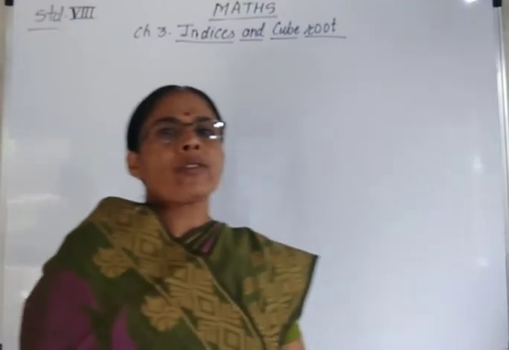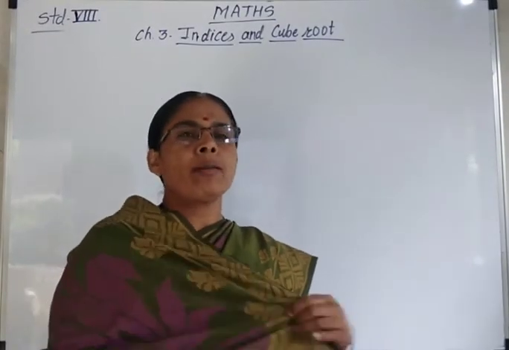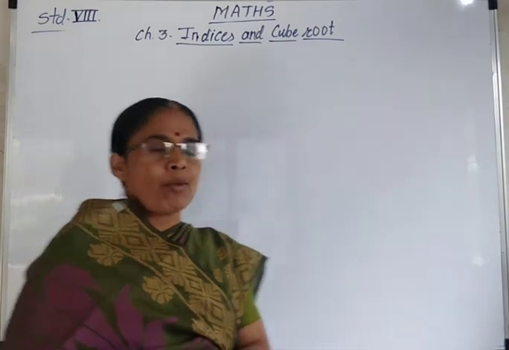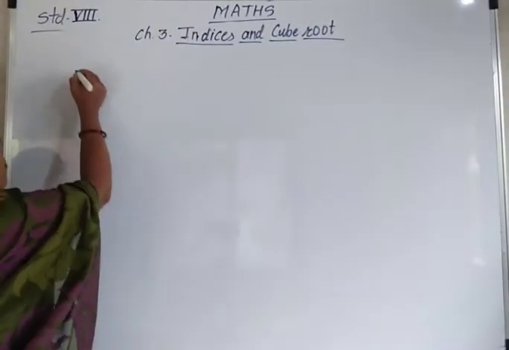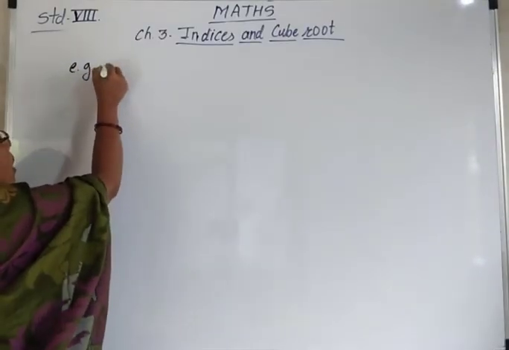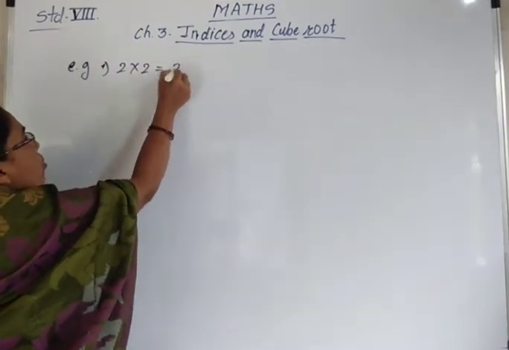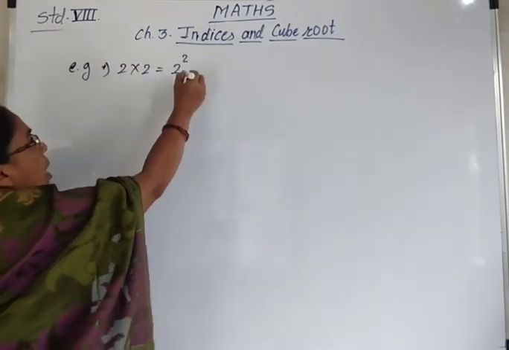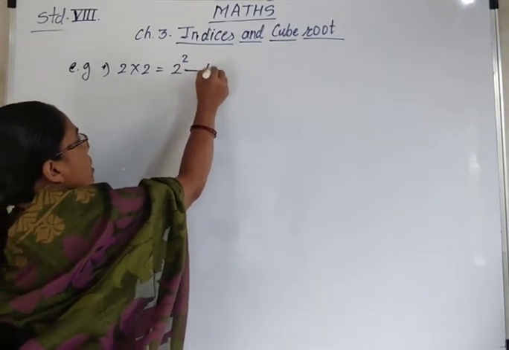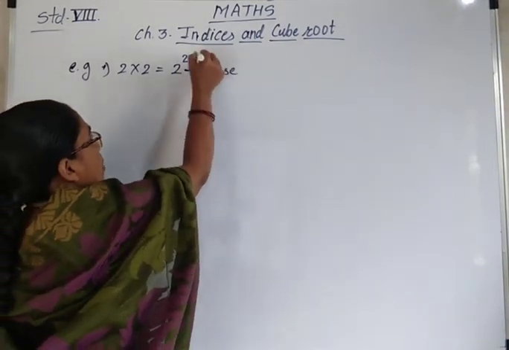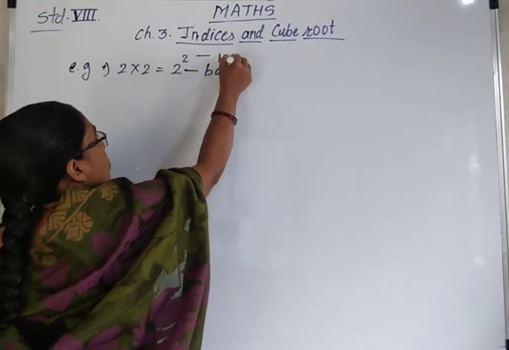In last year, in 7th standard, you learned about square and square root. So here, square and square root mean what? When any number is multiplied by itself 2 times. For example, 2 multiplied by 2, we can write it as 2 square. In that, the lower number is the base and the upper number is the index.